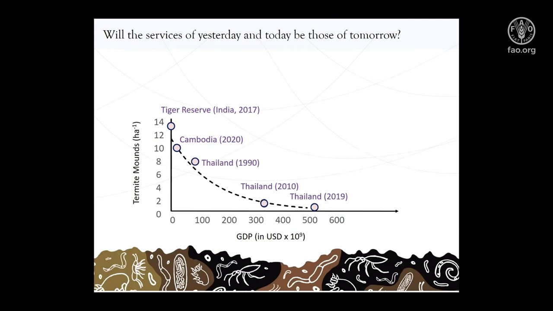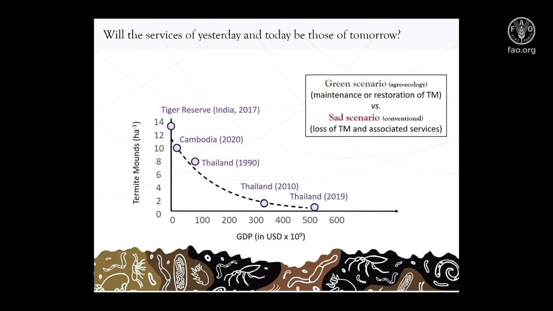So we can suggest two scenarios. Next slide, or push, please. Yes. So two scenarios. Can you push again? Yeah. So our first one, a sad scenario in red, based on the growth of the economy associated with intensive cultivation practices. That would lead to the disappearance of termite mounds and therefore of all the services they can provide to the society. Or, next slide, a green scenario based on the growth of the economy, but associated with the development of diversified agroecological practices using the services provided by termite mounds.